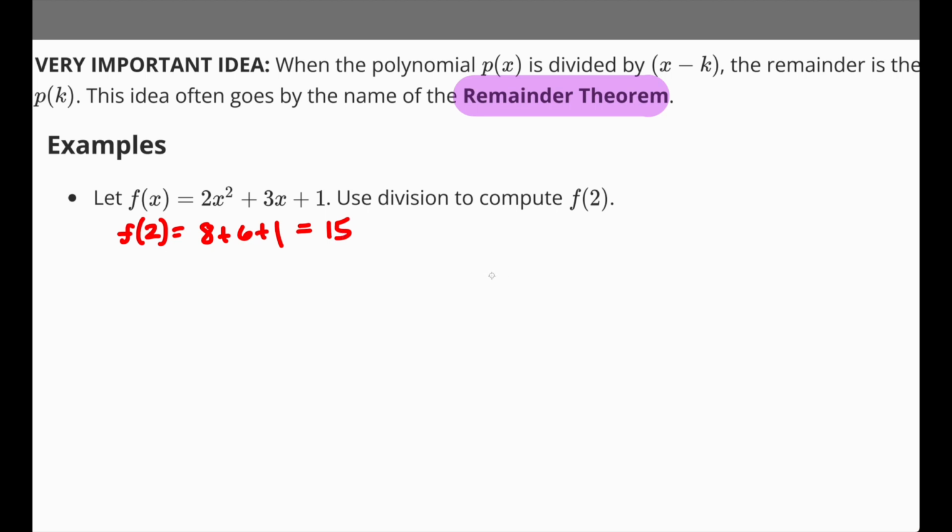So let's do that. We're going to have 2x squared plus 3x plus 1, and we're going to divide it by x minus 2.